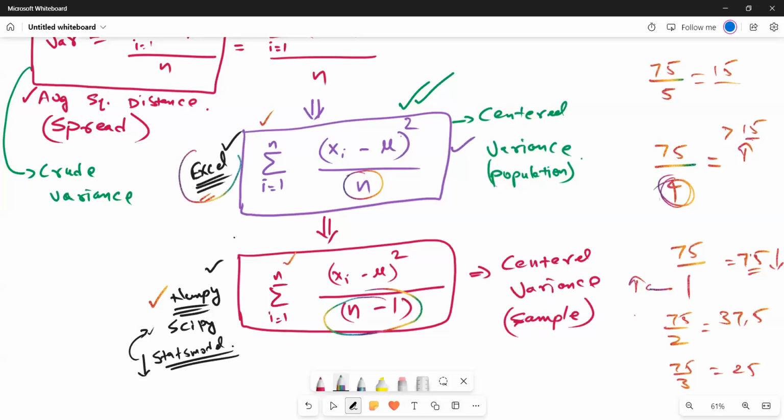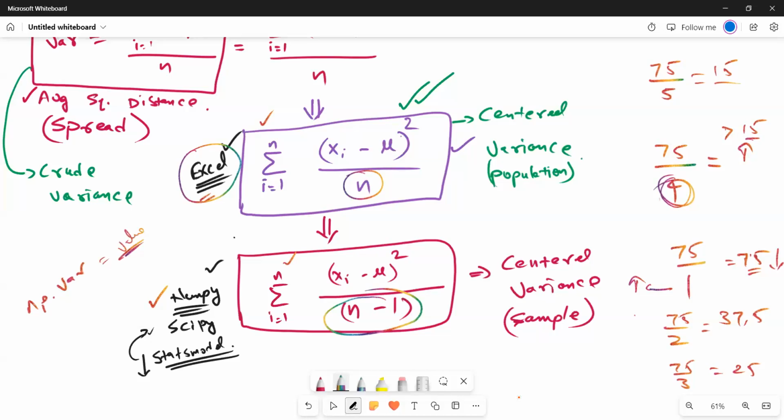I'm talking about Excel here. At the same time, in NumPy and SciPy, there are direct functions like np.var. This will directly give you the variance. It will not ask you whether you want it for population or sample. This will directly give you a value, and this value will be your variance.